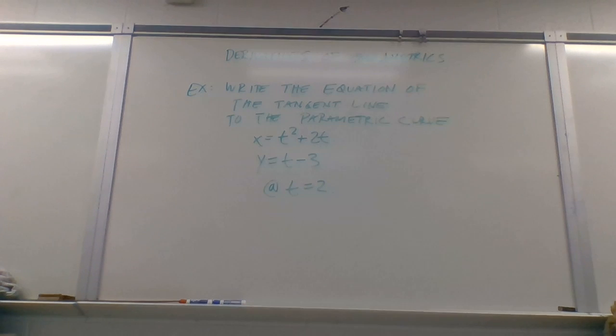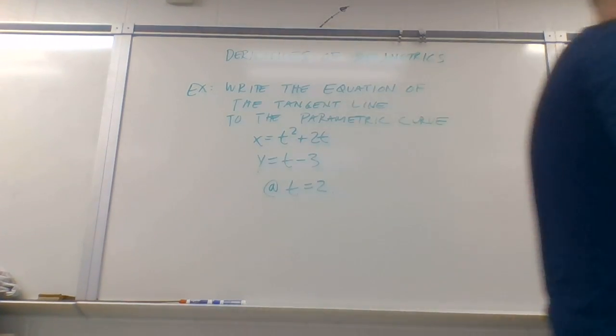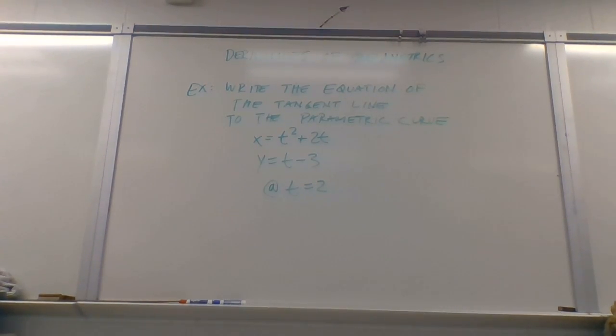Okay, will you please write the equation of the tangent line to the parametric curve x equals t squared plus 2t, y equals t minus 3 at t equals 2. Now I'll give you a hint. We've been playing with this thing for the past 25 minutes. However, graphically speaking, you know what it looks like. But think about the mathematics that I just put on the board. Do you want to give it a shot?